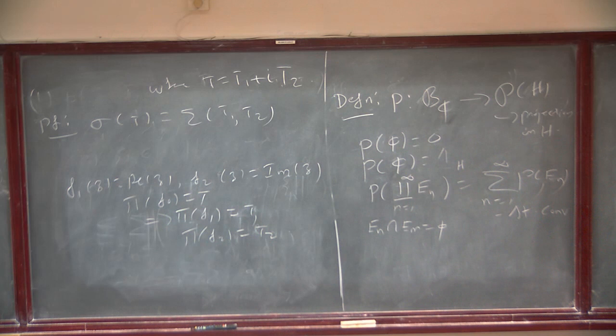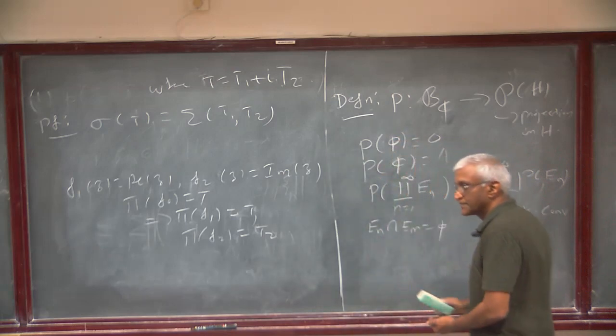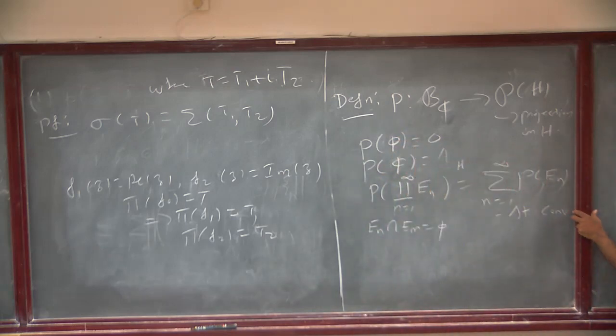This is just a measure which takes values in projections instead of the real line. That's all. So how will you define this? We have already defined it, the spectral projections.